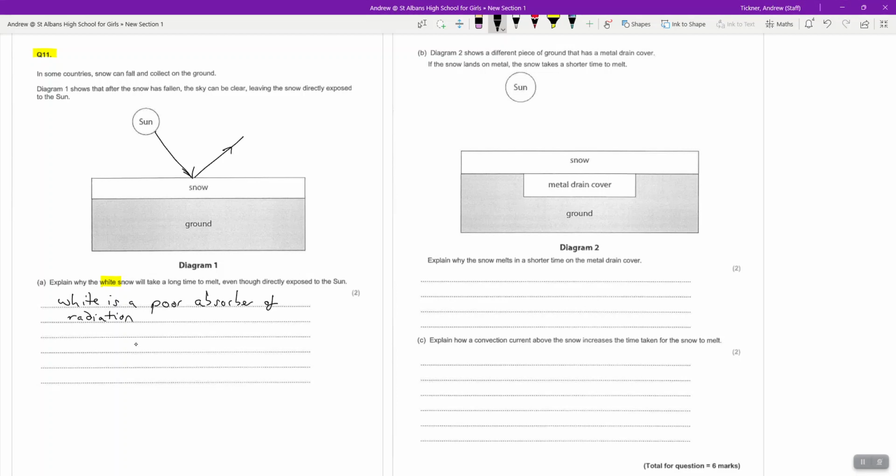Okay, and essentially that gets you the 2 marks. You are making a reference to absorption or reflection of radiation, and you're linking that to the color of it. So white is a poor absorber of radiation. You can say white is a good reflector of radiation. That's an equivalent statement that also gets you the mark.